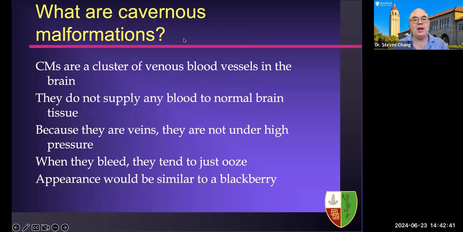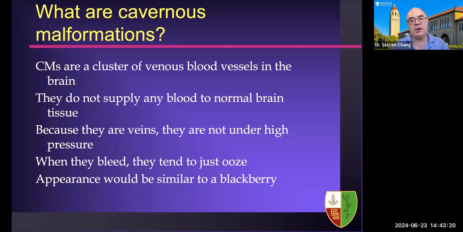So what is a cavernous malformation? They are essentially a cluster of blood vessels located in the brain. Unlike blood vessels that have a function of carrying oxygen to the brain tissue, cavernous malformations are a cluster of venous blood vessels in the brain that are effectively a shunt. They don't serve a purpose of providing blood to the brain. They're just basically a shunt from arteries to veins, but they are essentially on the venous side.